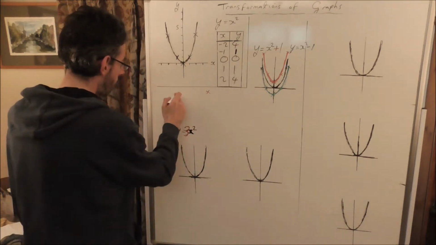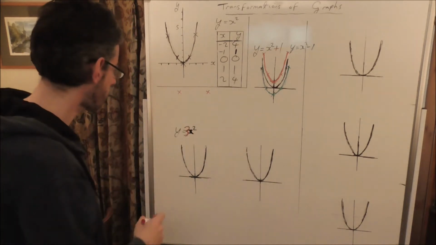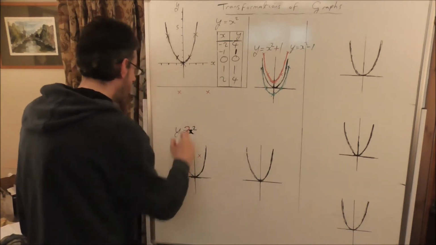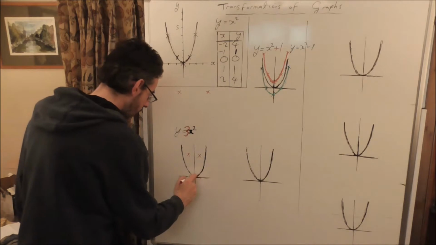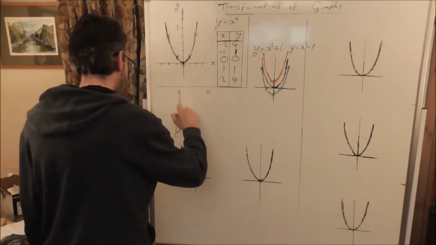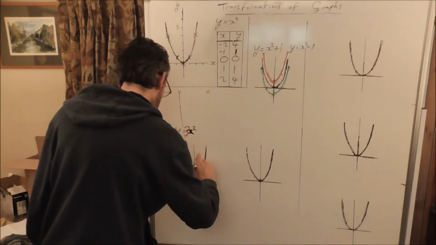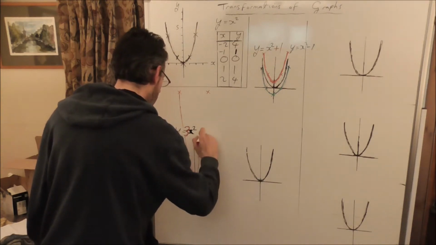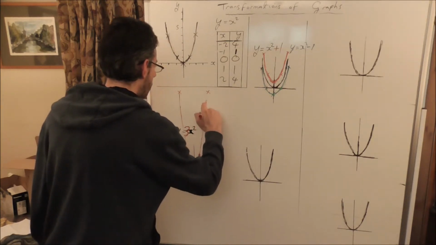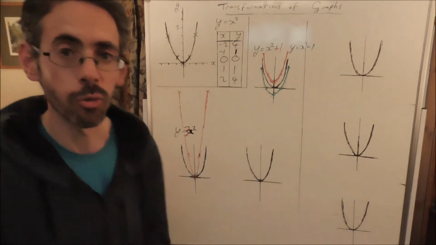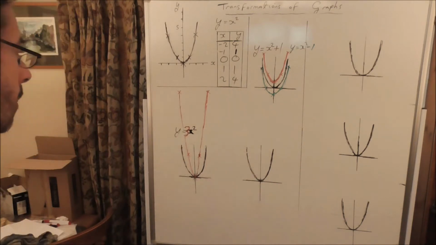This point's going to move up to here maybe. This point perhaps up to there. This point up to there maybe. This point's on the x-axis, so it's going to stay where it is. So the whole graph is going to stretch upwards, so that all the points are 3 times higher, 3 times further from the x-axis than they were originally. So something like that. A vertical stretch by a scale factor of 3, you could say.